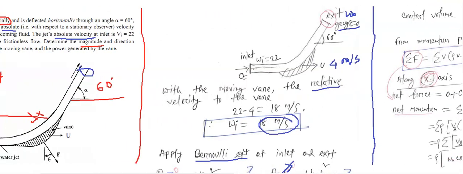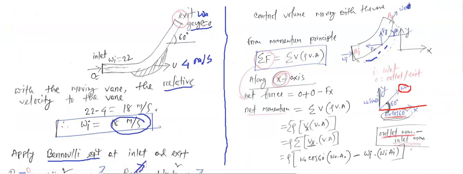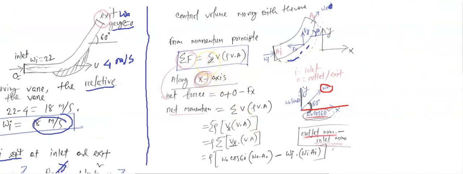If you see the problem here, we need to calculate the force F by the water on the moving vane. We need to calculate the magnitude, and for directions, theta, that means the angle of the force by the water on the moving vane. We'll calculate that later. From the momentum principle we discussed during the class, the sum of the forces is equal to the sum of the rate of change of momentum.